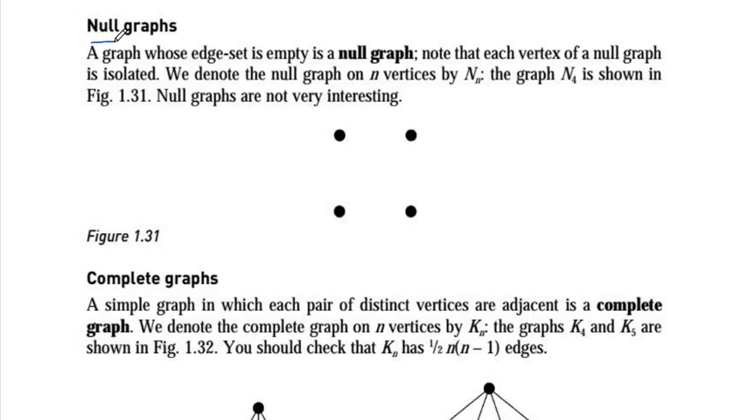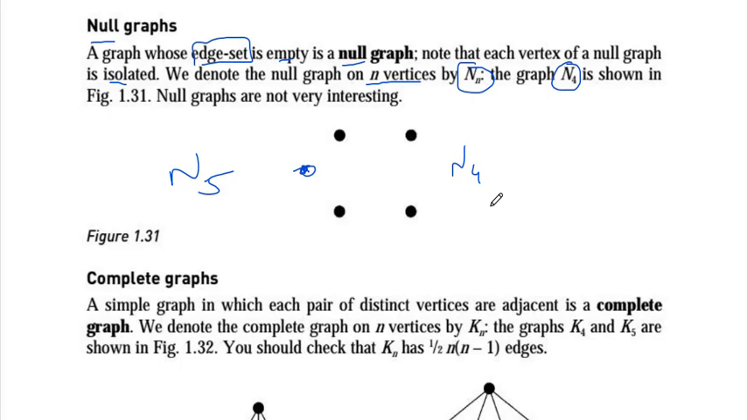First of all, the null graph. As the word says, null means zero. A null graph means a graph whose edge set is empty, not the vertex set, the edge set. There are no edges in the graph, so it's called null. Each vertex of a null graph is isolated. We can denote the null graph of n vertices by N n. If the number of vertices is 4, it is N 4. If it is 5, it becomes N 5.